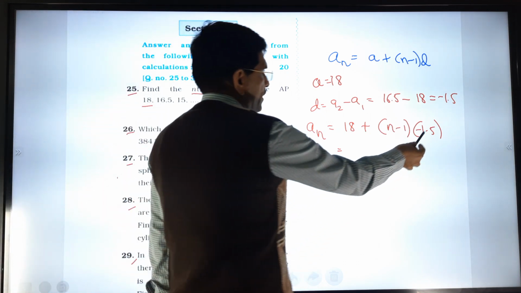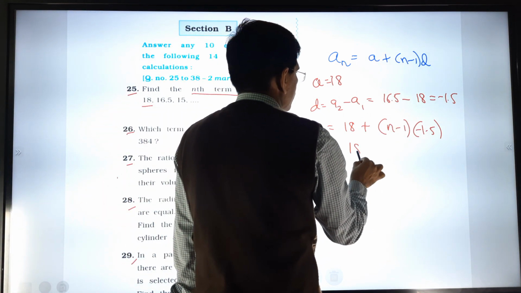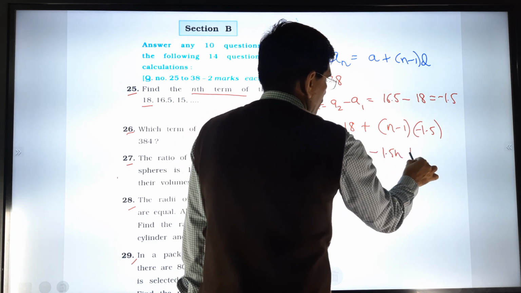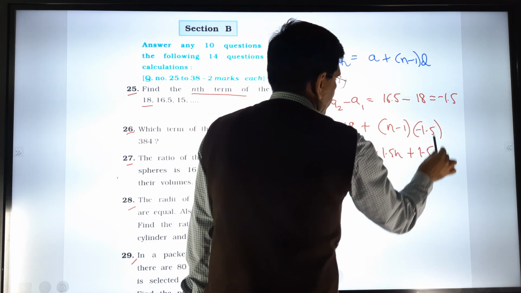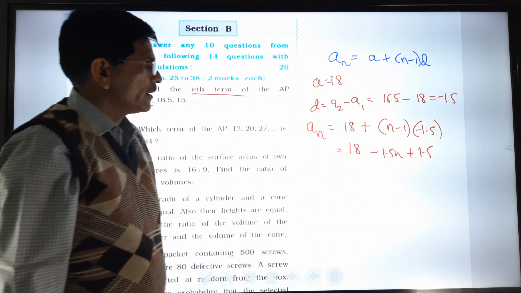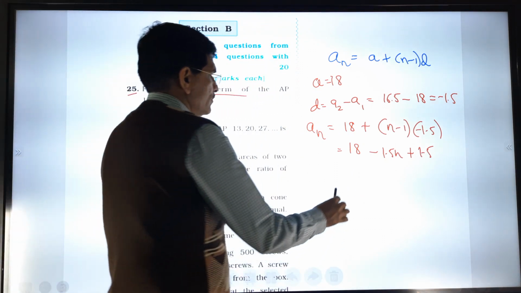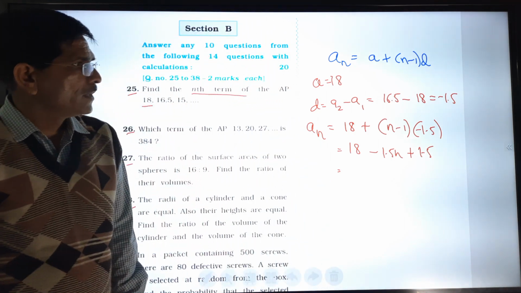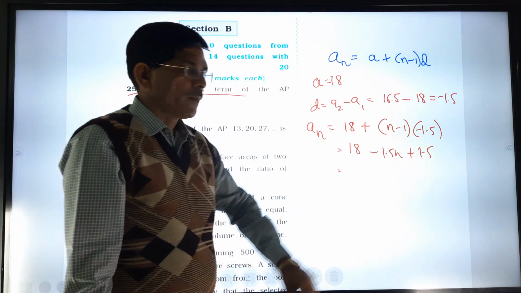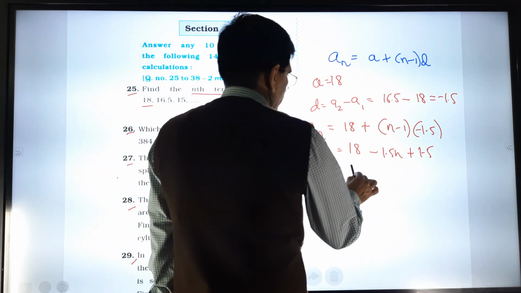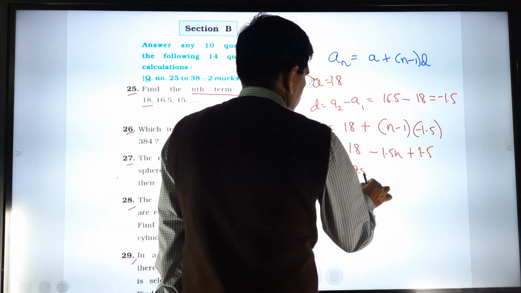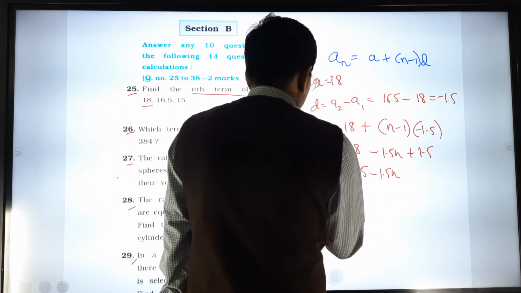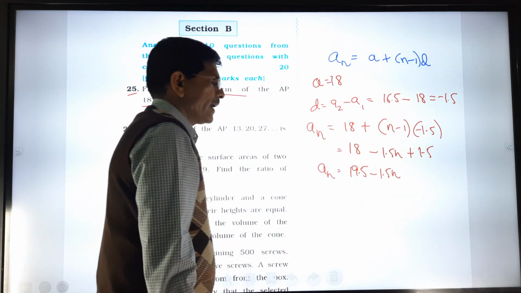Now if I open the bracket, here 18 as it is, minus 1.5n plus 1.5. Now, what is the like term? If you see properly, 18 plus 1.5, that is 19.5 minus 1.5n.